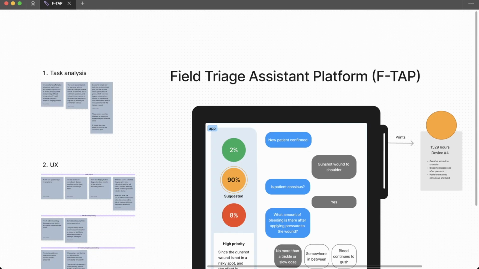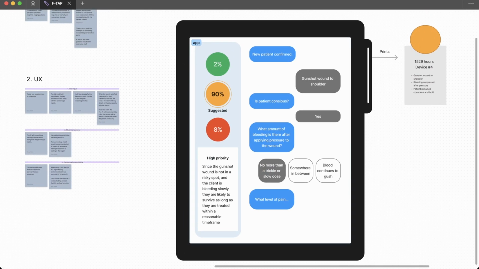Let's look at the UX of the platform. So I've done a quick mock-up here, which shows that the triager would put in the symptoms that the patient is experiencing, and then the platform would start to suggest percentages of severity of those wounds. Now, the platform would need to not suggest any percentages until it has enough information to make that suggestion. Also, these are just suggestions.